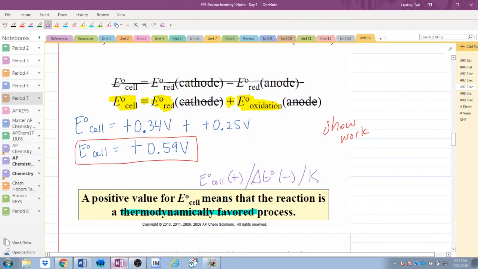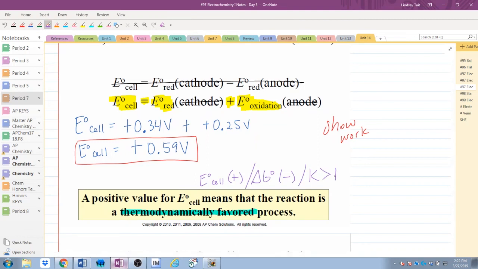Oh, and we just had our MCA. What would be true about K? K would be greater than 1. Now, that does not mean that your battery is at equilibrium. It just means once it got to equilibrium, you would have more products than reactants.